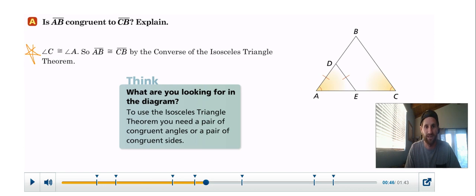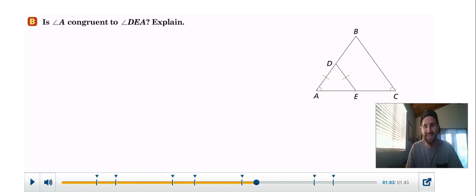So this is how we know that this is true, right? We're using that converse of the Isosceles Triangle theorem, and we just keep adding on those theorems more and more as we go. Okay? Let's take a look at part 2 of this. It's kind of the same problem, but second part. Here we go. Is angle A congruent to DEA?